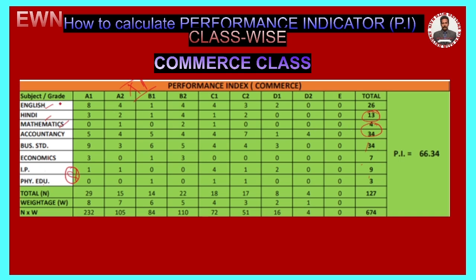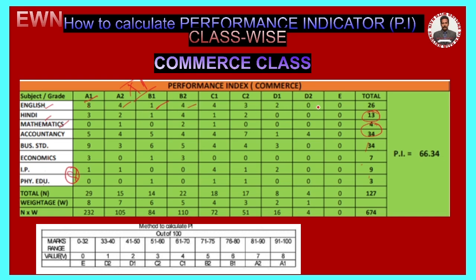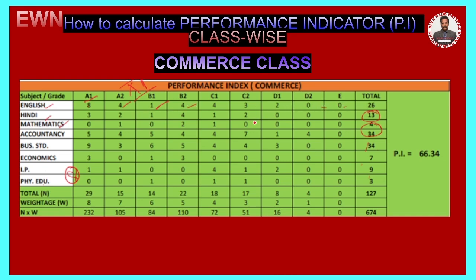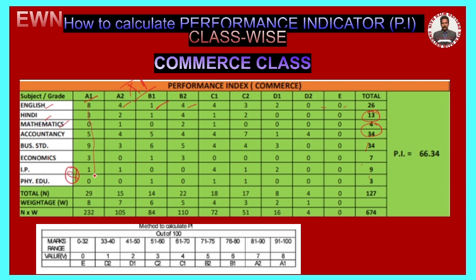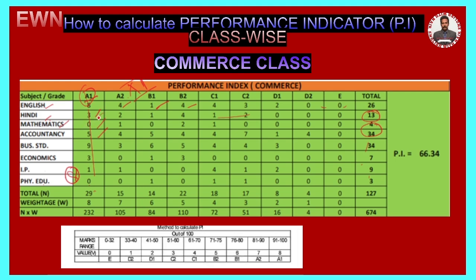So here was the same thing. How many students got A1, how many students got A2, how many got B1, B2, and the same we are jotting down for all the subjects, right? So A1 in Hindi, 3 students got A1, mathematics no one got A1, accountancy 5 students got A1. So how many students got A1 in different subjects, that we are jotting down, right? Similarly, we got A2. So subject wise, all the grades, right?